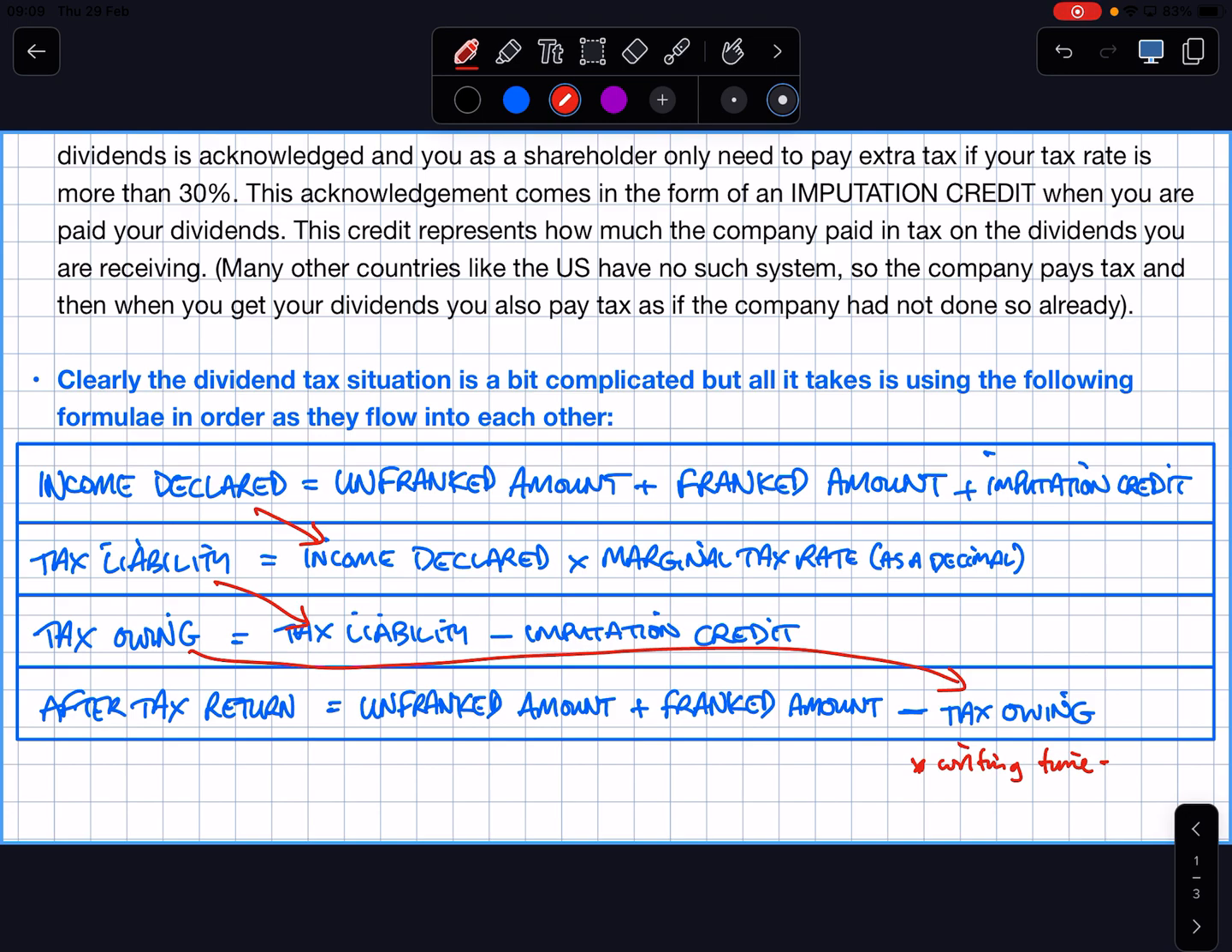1 more minute and then I'll do an example. This is, if you're using a spreadsheet, these are what your columns would be. So you would have a little column that finds the income declared. You would have a little column that finds the tax liability. You have a little column that finds tax owing. And then the after-tax return. 20 seconds and I'll do an example.